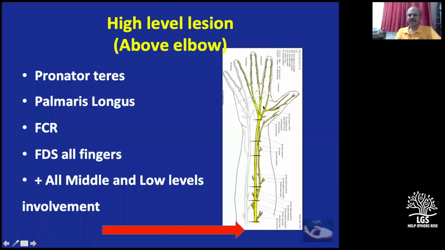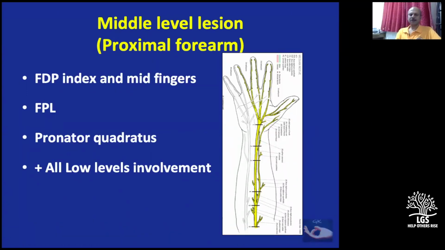Remember, the thenar area is supplied by the palmar cutaneous branch, which is given off about 2 or 3 centimeters proximal to the wrist, and this is also paralyzed in a high level lesion. Whereas in a low level lesion closer to the wrist, this nerve might escape. And this is in the proximal forearm.